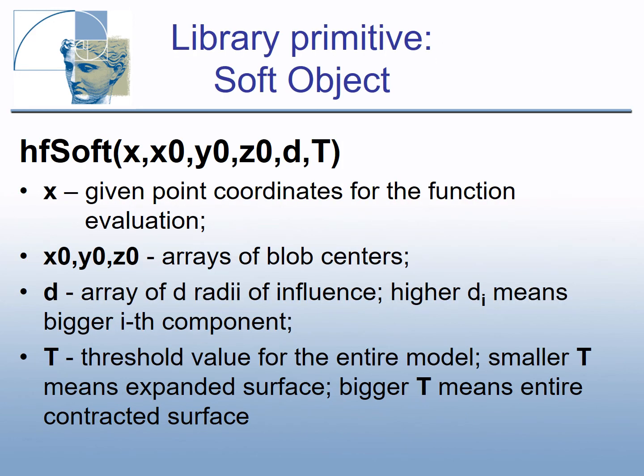Library primitive soft object is given here in the following format, where parameters are x is given point coordinates for the function evaluation, x0, y0, z0 are arrays of blob centers. D is array of d radii of influence. Higher di means bigger ith component. T is threshold value for the entire model. Smaller t means expanded surface. Bigger T means entire contracted surface.